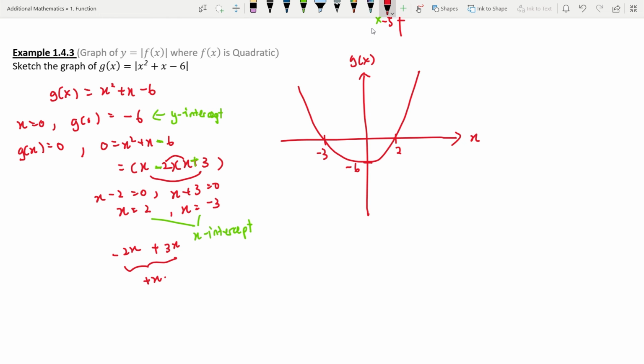And now, because our g(x) is a modulus graph, all the negative values become positive. Instead of having -6 as our y-intercept, it will become +6. So this part remains, this part also remains. This part we have to flip it over. The blue graph is our final graph, g(x) equal to modulus x squared plus x minus 6.